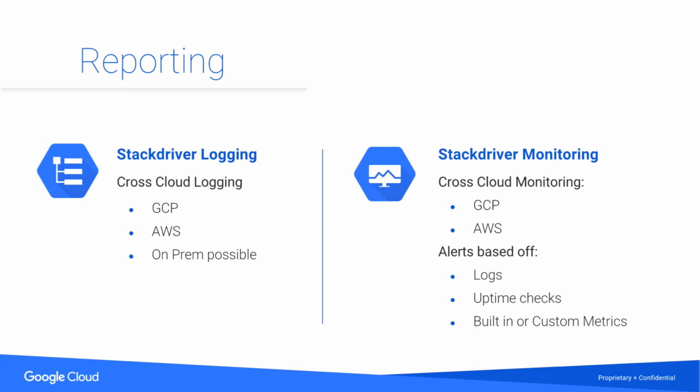In terms of logging, we offer cross-cloud logging, so we can log information from Google Cloud Platform or from Amazon Web Services, or you can even do that from on-prem with API calls. For monitoring, we offer monitoring services for Google Cloud Platform and AWS, and we have alerts off of logs, uptime checks, or your built-in custom metrics, and that can integrate with products such as PagerDuty.